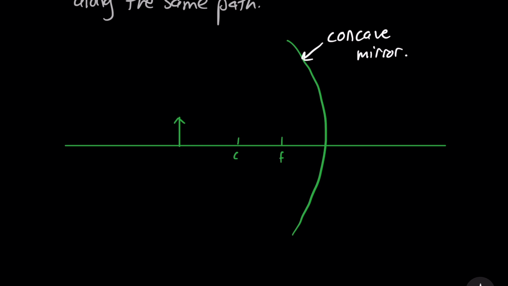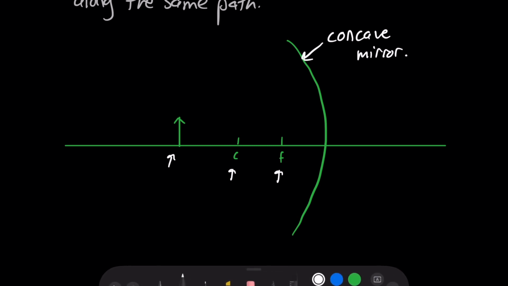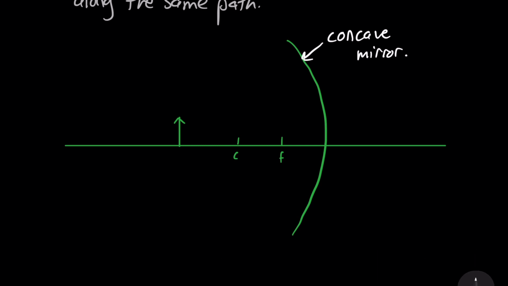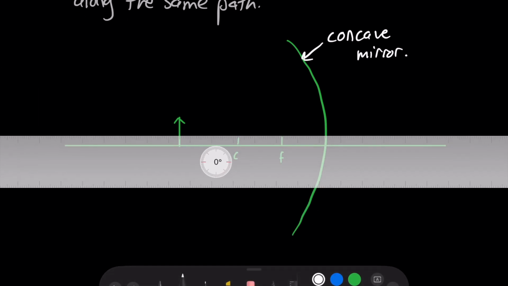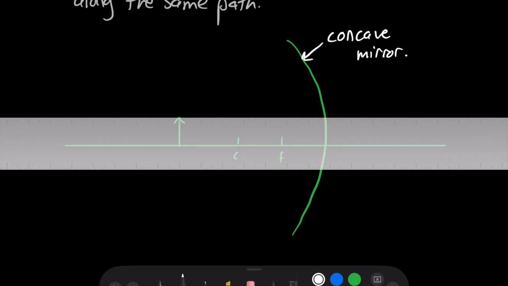So we have a concave mirror. We have our focal length right here, and we also have our center of curvature right here. We have our object represented by an arrow right there. So I'm just going to quickly erase my little arrows here so we have a clean slate. All right. So the first rule, we are going to run a ray parallel to the principal axis, like so.